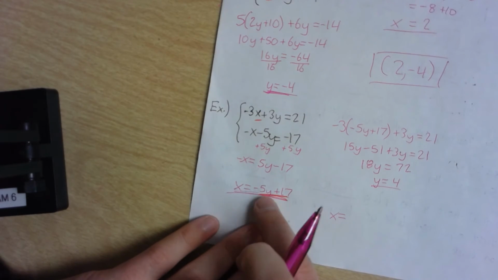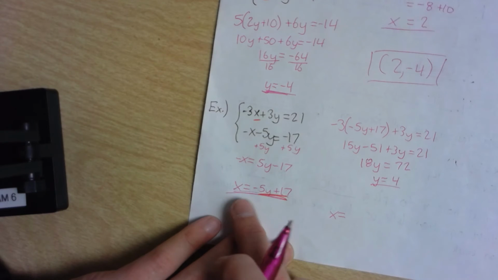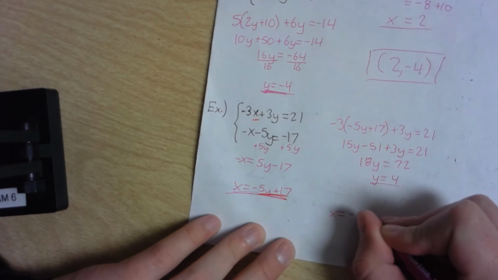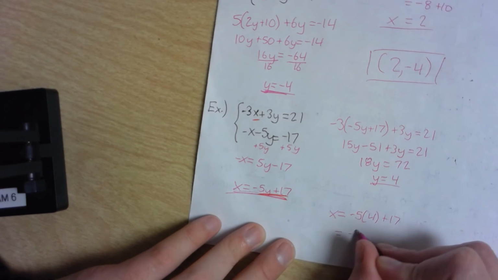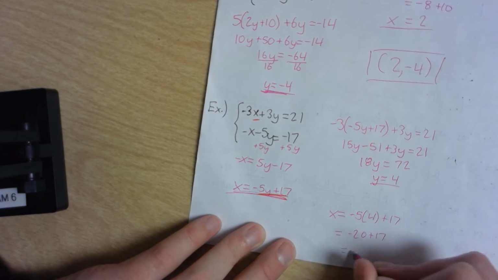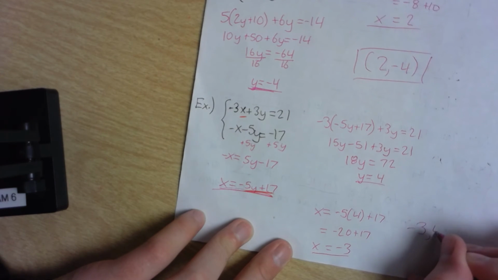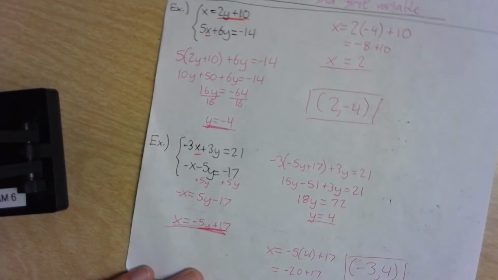Okay, and we already solved for x over here, so let's go ahead and plug y back into this. We can plug it in anywhere and we're going to find x, but this is going to be easiest because we already solved for x, so we can just plug in 4. So it's negative 5 times 4 plus 17, which is negative 20, plus 17, which is negative 3. X is negative 3. So negative 3, comma 4 is our solution.